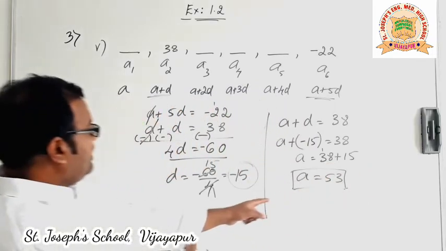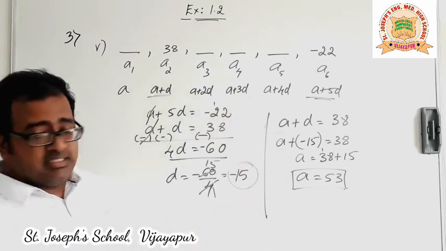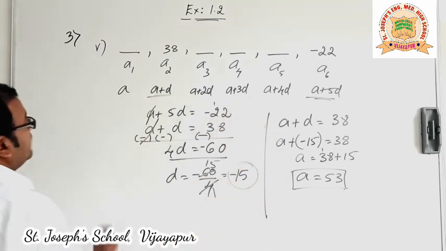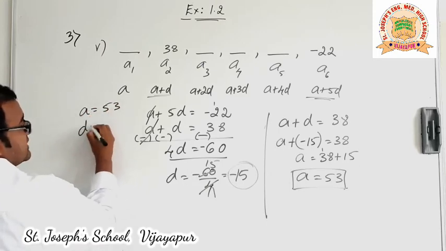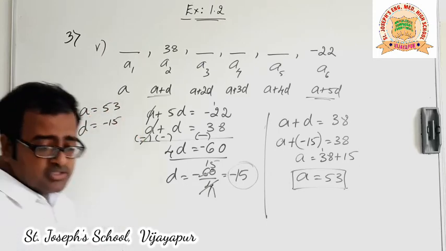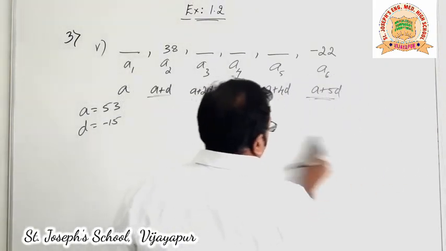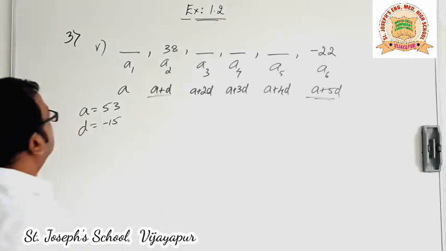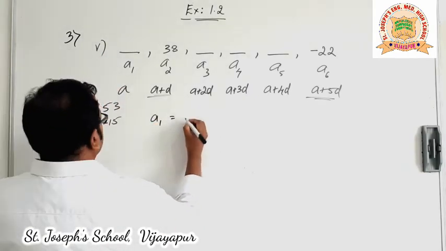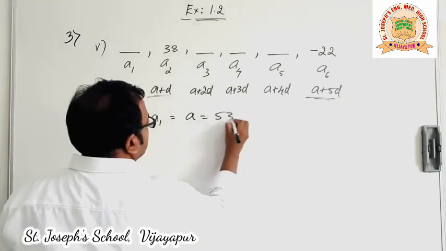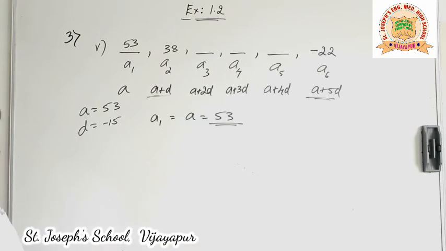I have got A value, I have got D value. Using these two, I can write all the missing terms. Let me note down those two values. A is equal to 53 and D is equal to minus 15. Let us use that and find out the missing terms now. Here we go. So, which is the first term we need to find out? That is A1. A1 is equal to directly A, which is 53. So, I got the first term. Let me fill the first gap, 53.